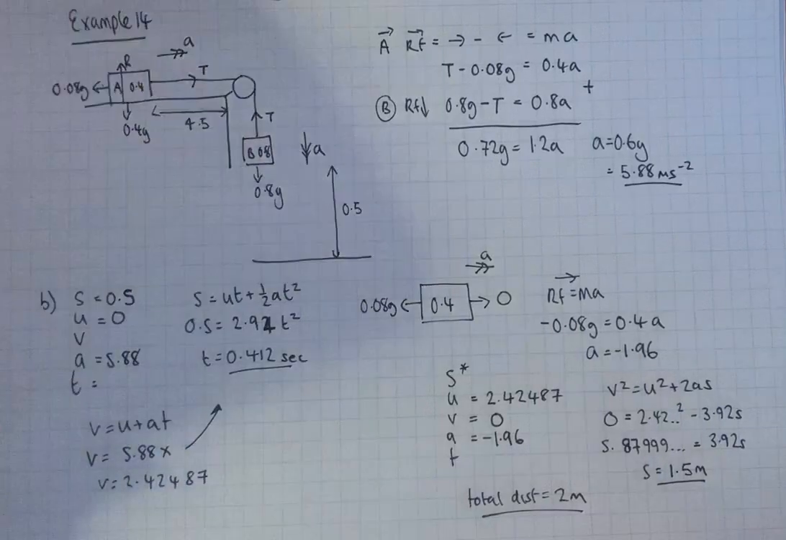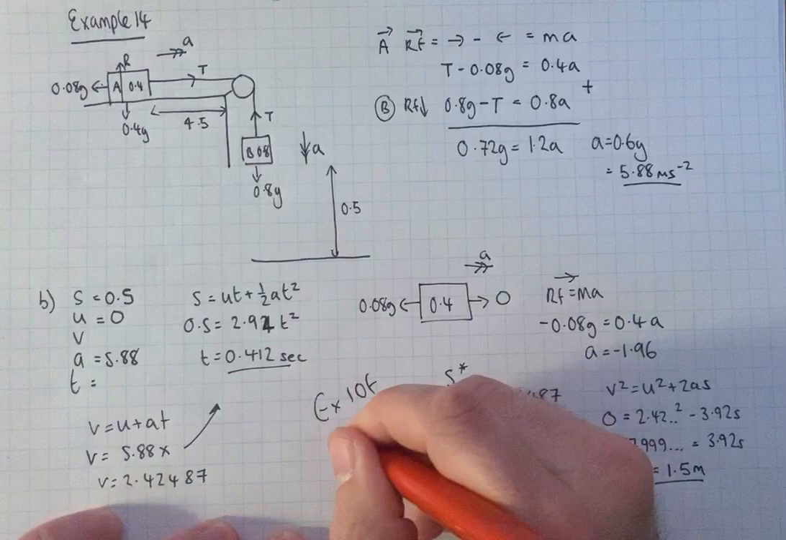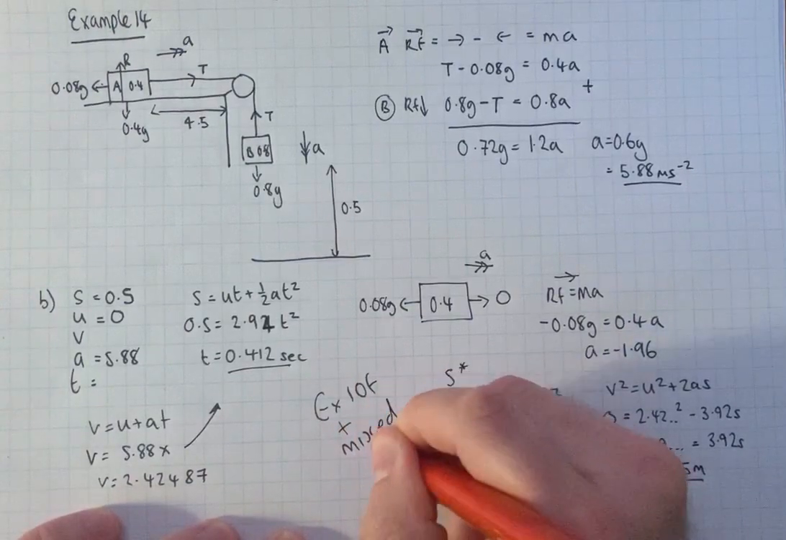Okay, that is all the examples done in this chapter. So now have a go at exercise 10F, then have a go at the mixed exercise 2.